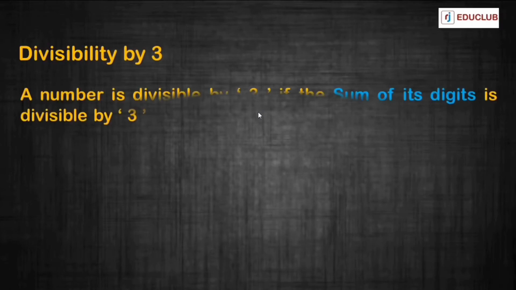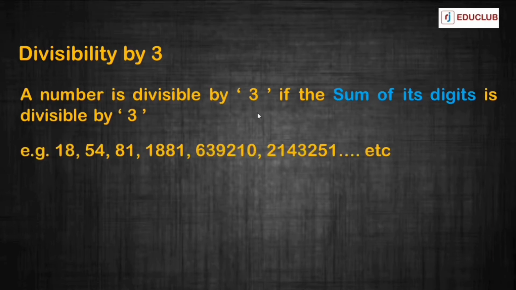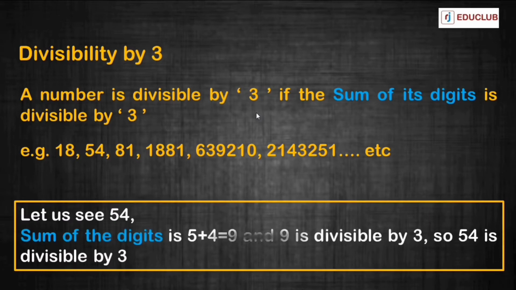Now, divisibility by 3. A number is divisible by 3 if the sum of its digits is divisible by 3. For example, these are some of the numbers which are divisible by 3. Let us see one number, 54. The sum of its digits is 5 plus 4 is equal to 9, and 9 is divisible by 3. So we can say 54 is divisible by 3.